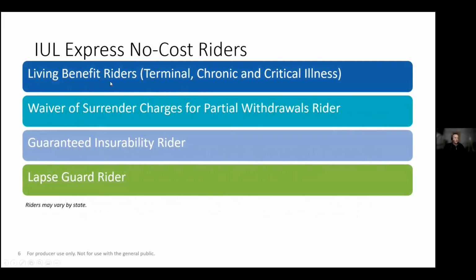With this, there are also a portfolio of no-cost riders that come with it. So a lot like our Term Life Express, where we're going to have terminal, chronic, and critical illness riders that all come with the product. There's going to be a waiver of surrender charges for partial withdrawals in certain circumstances, so they can have access to their full money earlier in the policy if certain life events happen. Then we have a guaranteed insurability rider and a lapse guard rider that would protect in retirement.